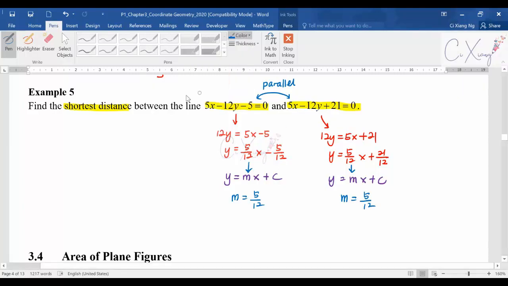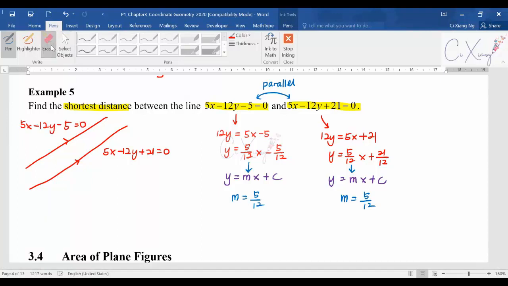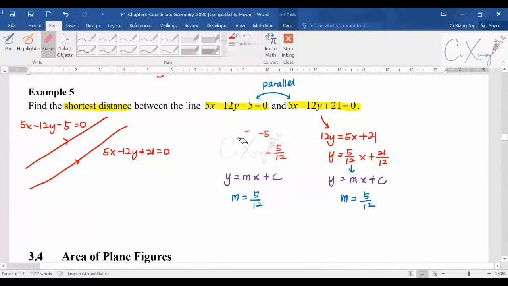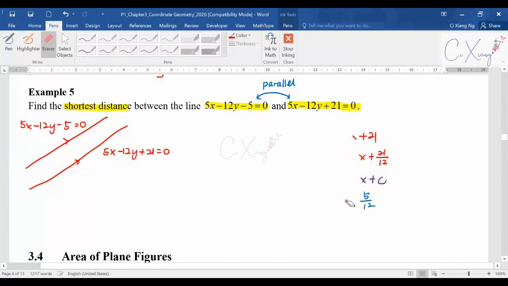Okay, and after that, because you know that they are parallel to each other already, am I right? Okay, so assume that this is 5x minus 12y plus 21 equals 0. Then another line here is 5x minus 12y minus 5 equals 0. So you see that I didn't sketch it out in detail. I don't need any point to sketch a graph. I just simply draw it because what I know is these two lines are parallel to each other. That's it. So I just draw the two parallel lines.